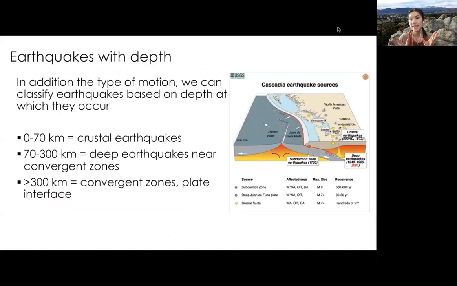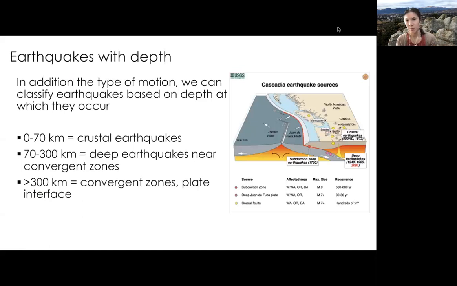Right, so in addition to getting earthquakes within plates, we can also have earthquakes occurring at different depths within the tectonic plates and not necessarily just at tectonic plate boundaries. So this is going to be an important classification, especially when we think about hazards, because the depth at which earthquakes occur and the energy is released at is really going to affect the amount of shaking that we feel on the surface. So I think this is a really nice example from Cascadia.